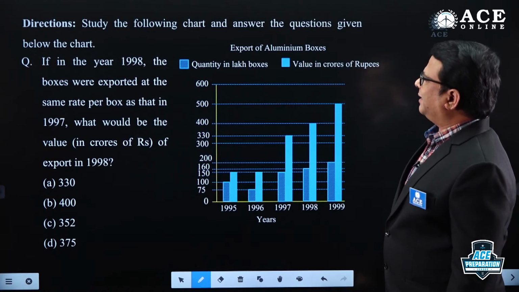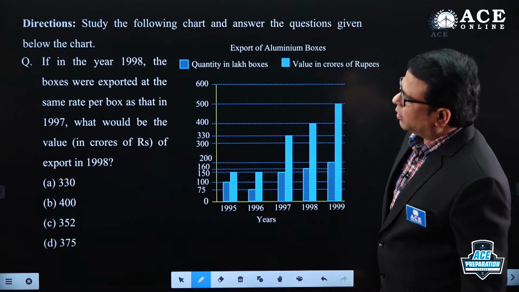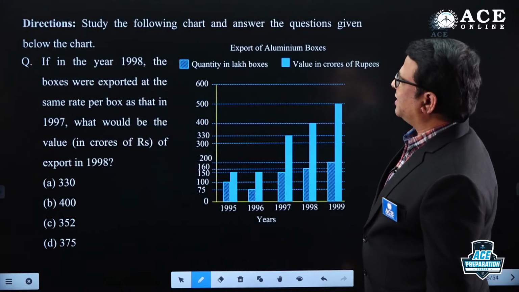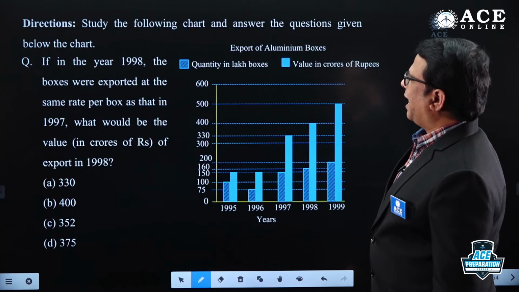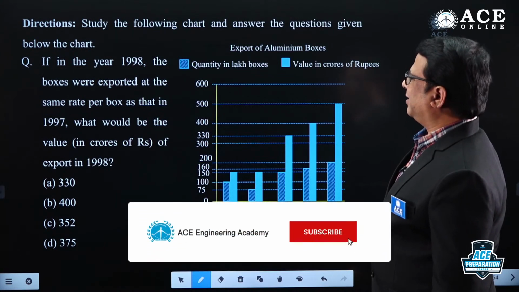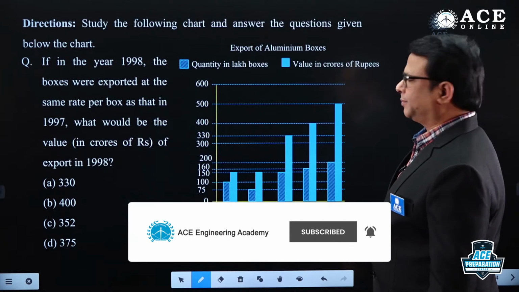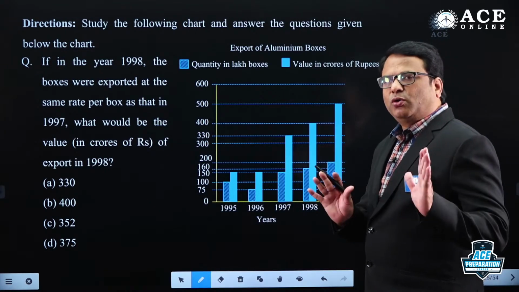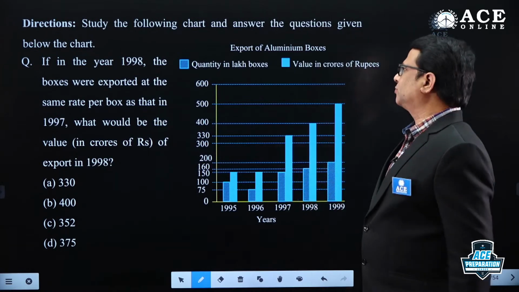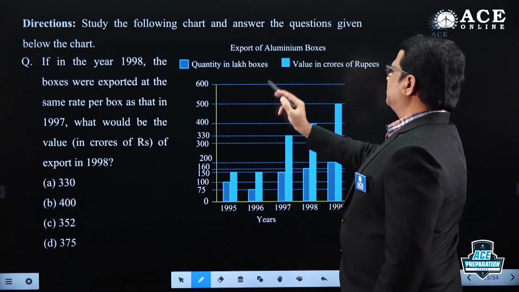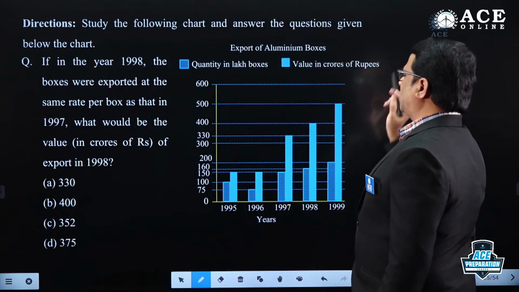If in the year 1998, the boxes were exported at the same rate per box as that in 1997, what would be the value of exports in 1998? Now, first let us check what data is given. Here, quantity is in lakh boxes and value is in crores of rupees.